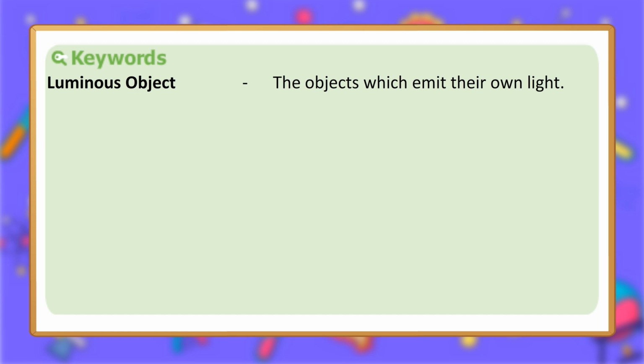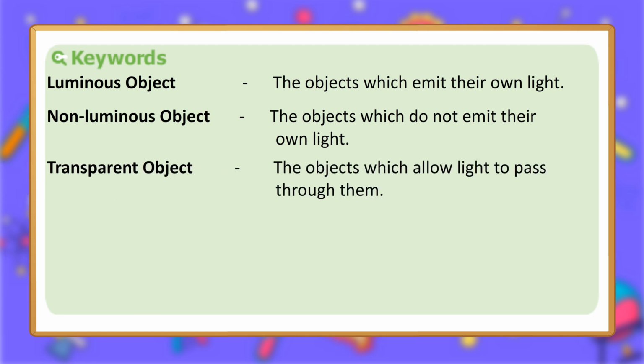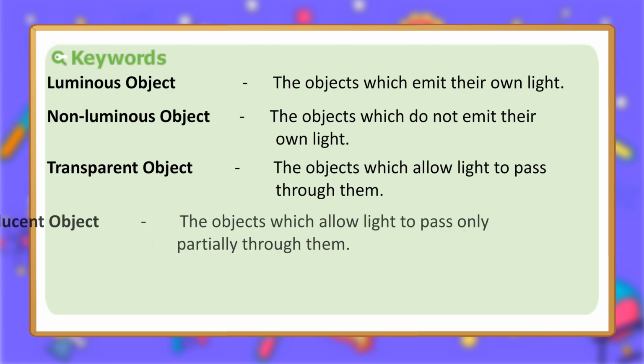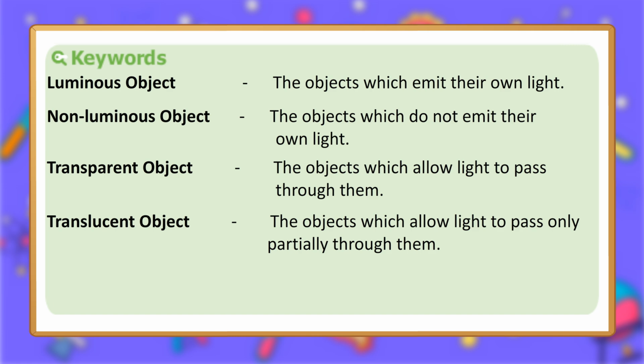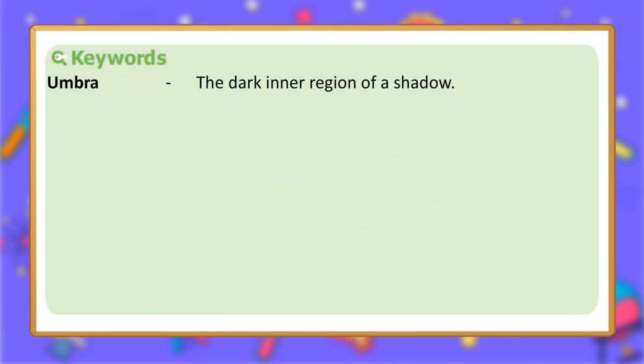Keywords. Luminous object, the objects which emit their own light. Non-luminous object, the objects which do not emit their own light. Transparent object, the objects which allow light to pass through them. Translucent object, the objects which allow light to pass only partially through them. Opaque object, a substance which does not allow light to pass through it.